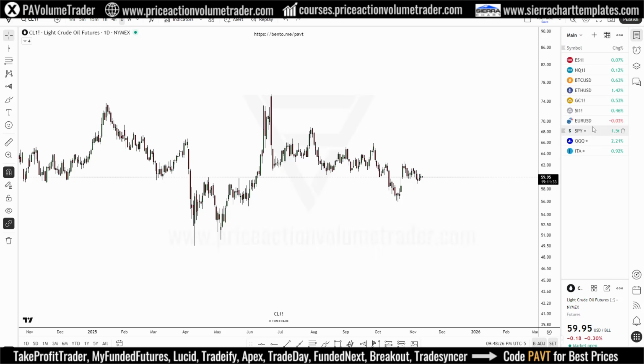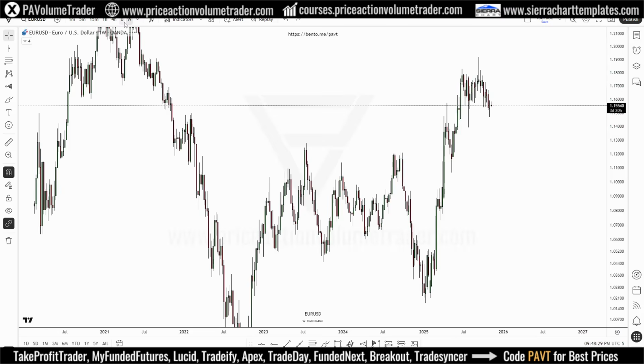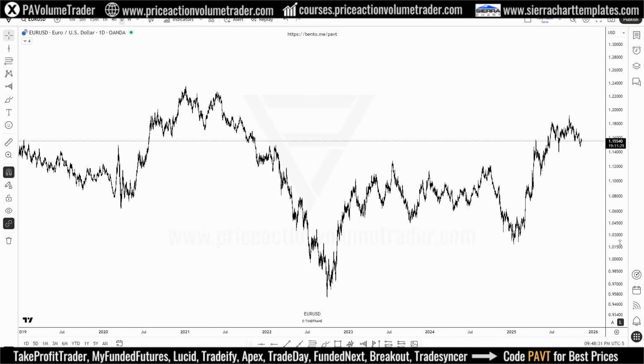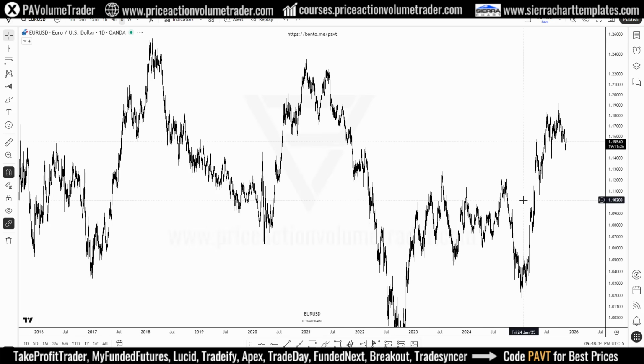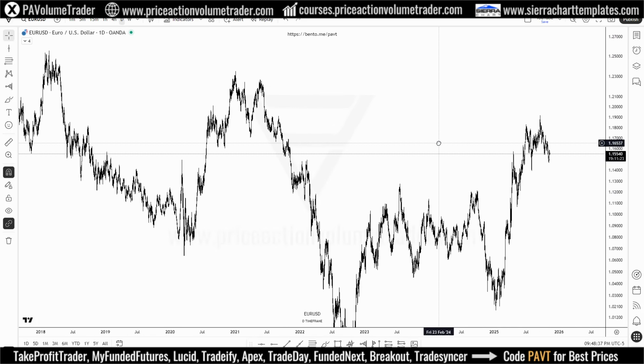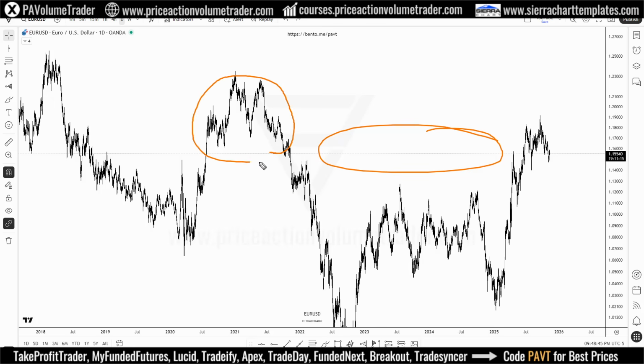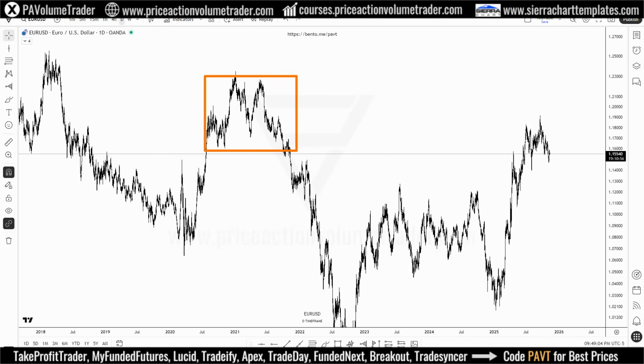Let's see what else we can go into. Euro US dollar. This is one that I don't really like because there's not a lot back here. So I'm having to go back all the way into 2020 and 2021 because we're trading right here. If we keep pushing up, we obviously have this recent price action, but if I want a more long-term perspective, I feel like I should include this area.